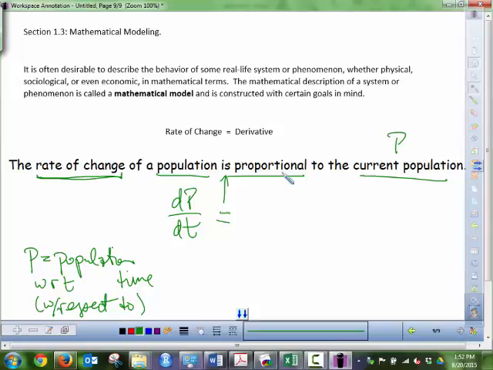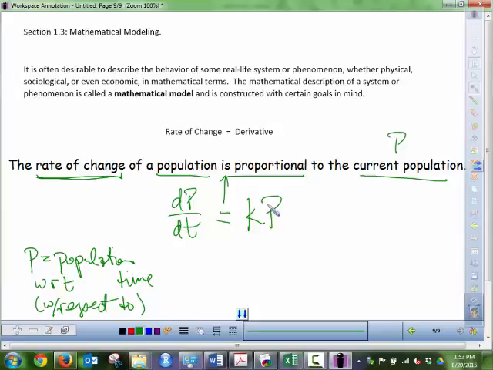So this proportional to means I need to come up with a constant of proportionality, right? We use alpha, I think we use k. Let's use k. So dP/dt equals what? k times P. Okay? So this is our differential equation.